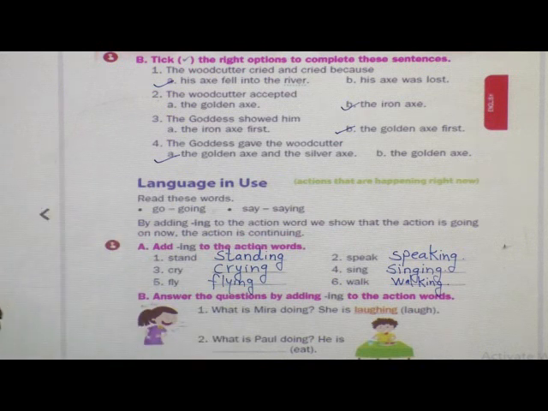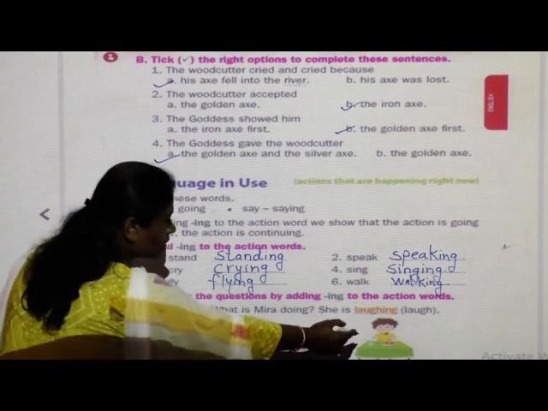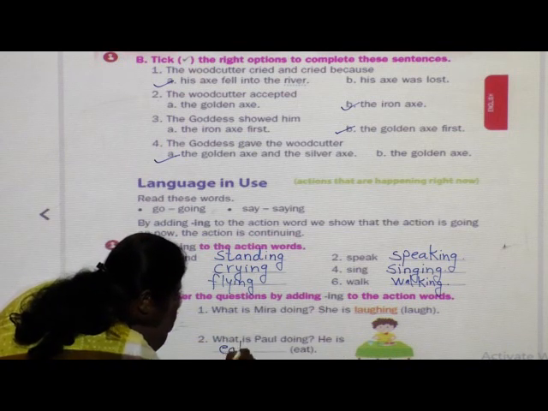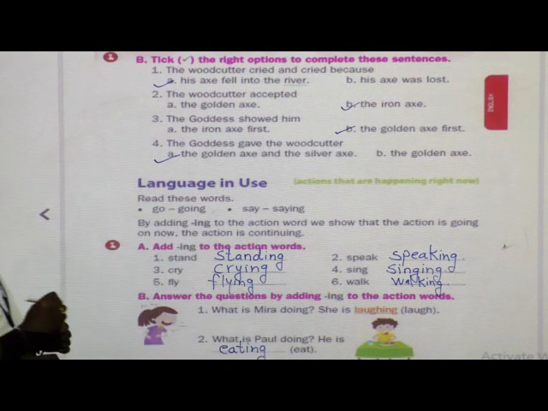Okay, children. The next one, B1, answer the questions by adding ing to the action words. Here, some sentences are given to you and the action word is in the bracket. So, here you have to add ing to the action word. What is Meera doing? She is dash, in the bracket laugh. The first one is done for you. Second one, what is Paul doing? He is eating. To that action word, you have to add ing.